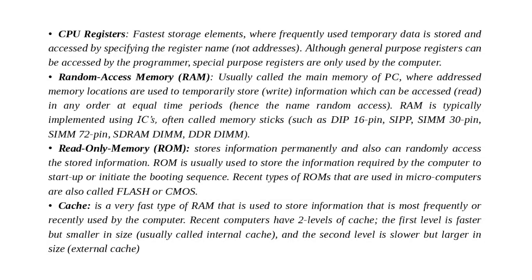Okay, and there is another term called cache. It is also a kind of memory element. It is a very fast type of RAM that is used to store information that is most frequently or recently used by the computer. Recent computers have two levels of cache. The first level is faster but smaller in size. It is called internal cache, and the second level is slower but larger in size.